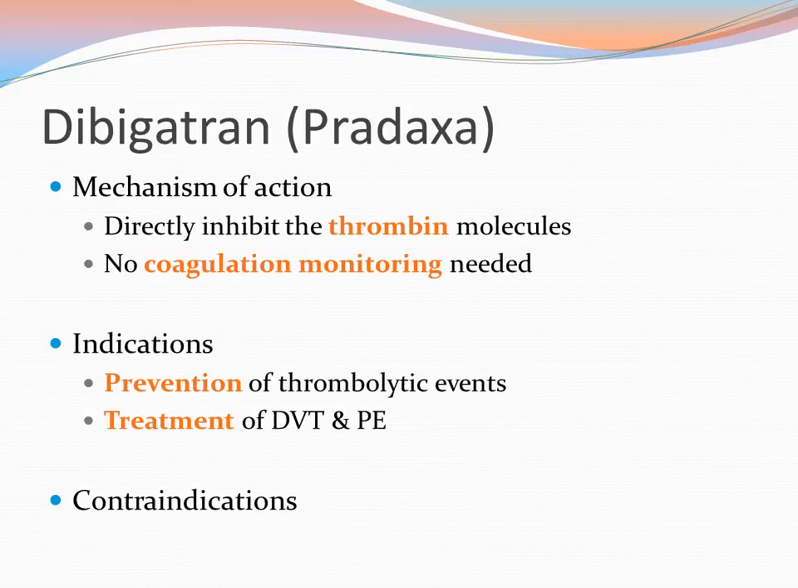How Pradaxa works is it directly inhibits the thrombin molecules. So it still inhibits thrombus formation or a blood clot formation, but no coagulation monitoring is needed because of how it's working. Because it's not working on the coagulation cascade per se, the factors that float around the body, it's just working on the thrombin molecules, it doesn't need to be monitored as frequently. And again, that's the big reason why drug companies are branding this as being better than Coumadin: it's safer, you don't need to have it monitored as frequently.